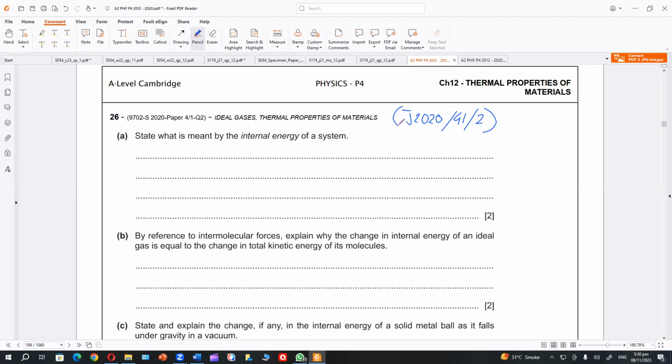State what is meant by the internal energy of a system. We had a definition for it. It is the sum of a random distribution of kinetic and potential energies associated with the molecules of a system.